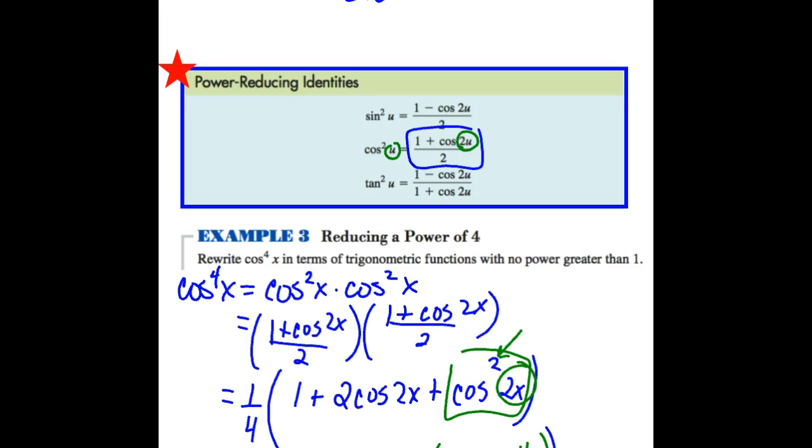Oh, when you're squaring a trig function, you're not squaring the angle, you're squaring the cosine, sine, or tangent part of it. Okay? So it's kind of like saying, if I said the cosine squared of pi over 3, well, what's cosine of pi over 3? So I'd be squaring the 1/2. I'm not squaring the pi over 3. Does that make sense? Okay.